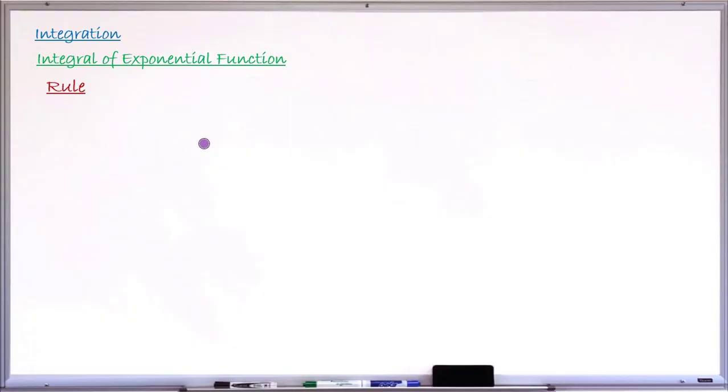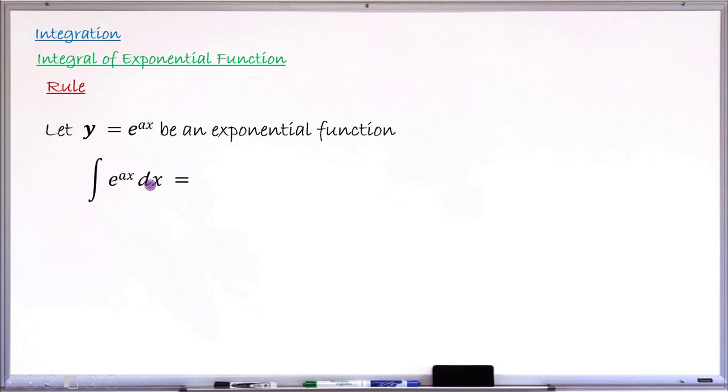To begin the lesson, let us learn the rule. It is this rule that tells us what to do to find the integral of an exponential function. Let's take a general exponential function y equals e raised to the power of ax. If you want to find the integral of e raised to ax with respect to x, the rule tells us that this integral is 1 over a multiplied by e raised to the power of ax plus c. This is the guideline. This is the rule.